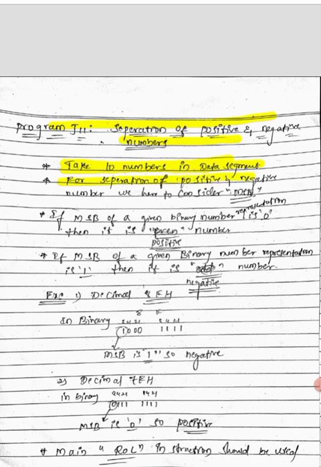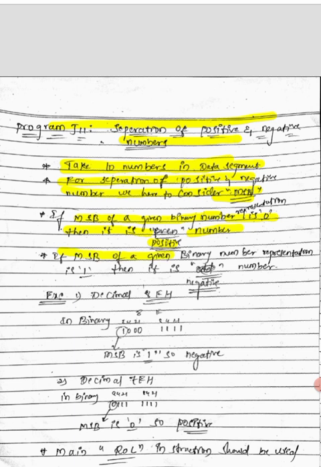For separation of positive and negative numbers, we have to consider the MSB. In the previous program, odd and even separation, we considered the LSB. Here, for positive and negative numbers, we have to consider the MSB, that is the most significant bit in a binary number. If the MSB of a given binary number representation is 0, then it is a positive number.